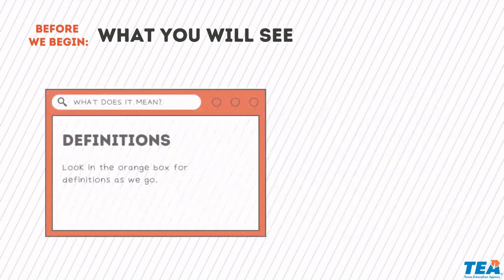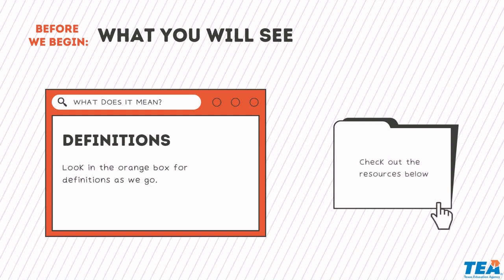What are some of the things you'll see in these videos? As we go, you'll see an orange box like this pop up periodically. These definitions will help expand on what we are discussing. You will also see this white folder. This is to remind you to check out the resources that help expand the topic being discussed.